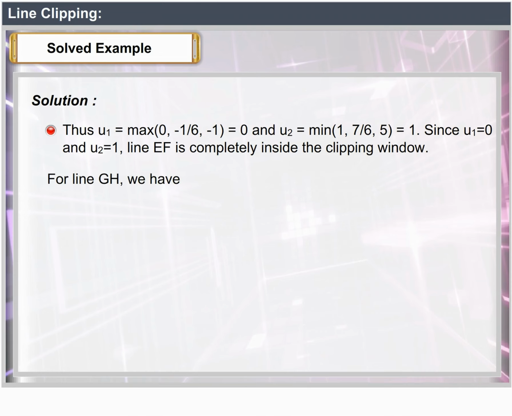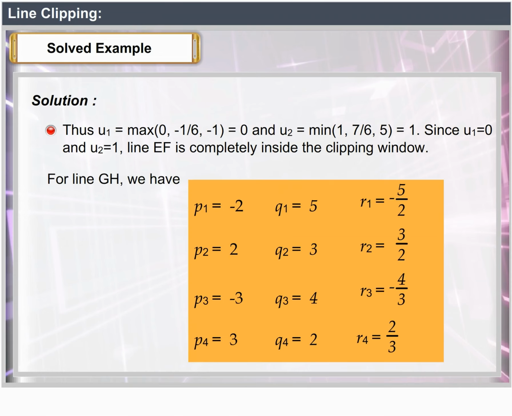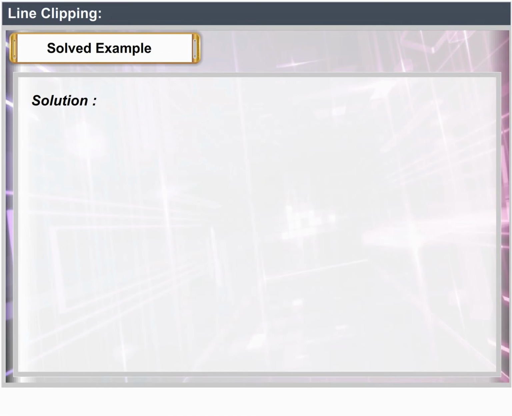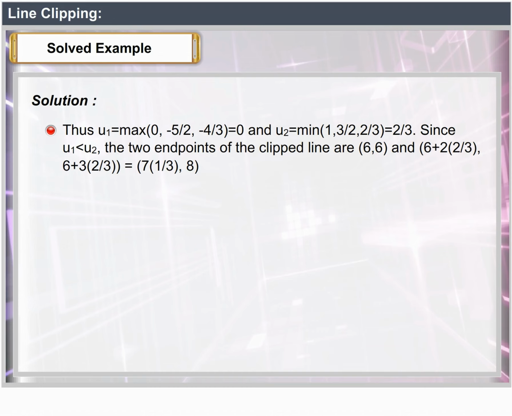For line GH, we have the following parameters. Thus, U1 equals max of 0, -5/2, -4/3, which equals 0, and U2 equals minimum of 1, 3/2, 2/3, which equals 2/3. Since U1 is less than U2, the two endpoints of the clipped line are (6, 6) and (6 + 2 × 2/3, 6 + 3 × 2/3), which equals (7 1/3, 8).